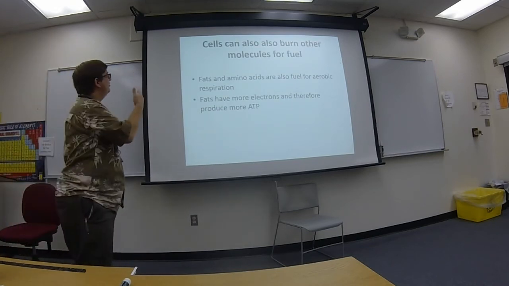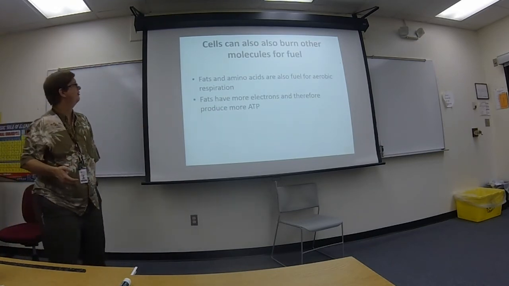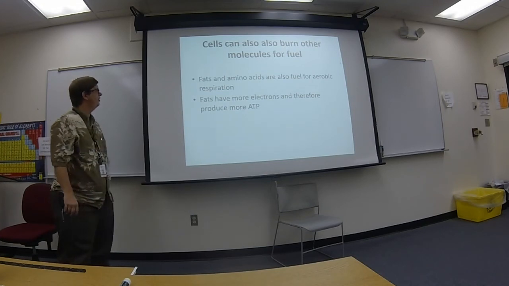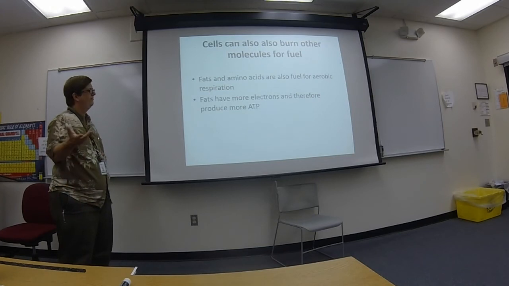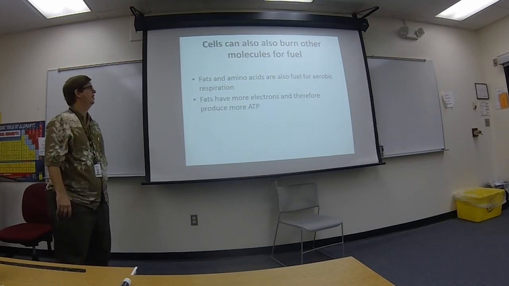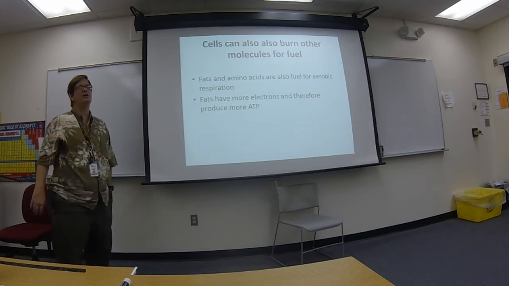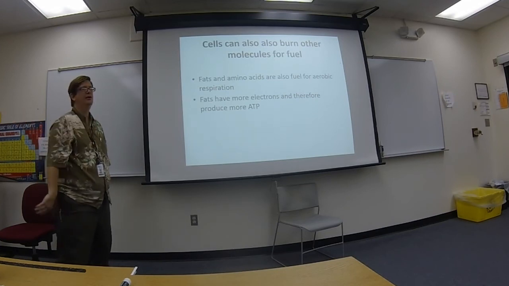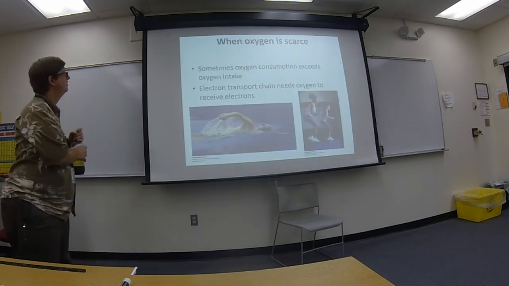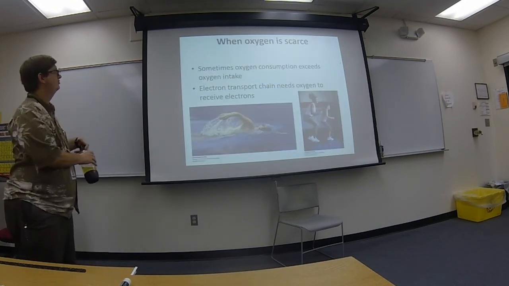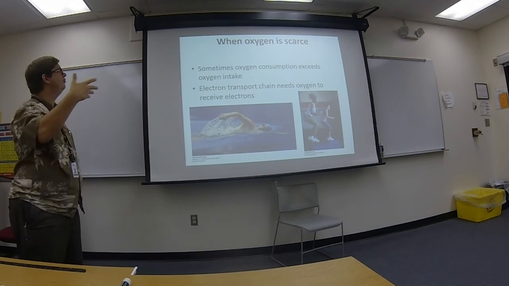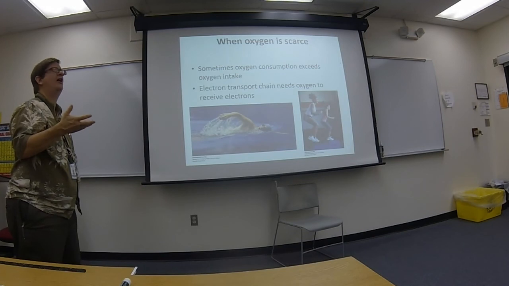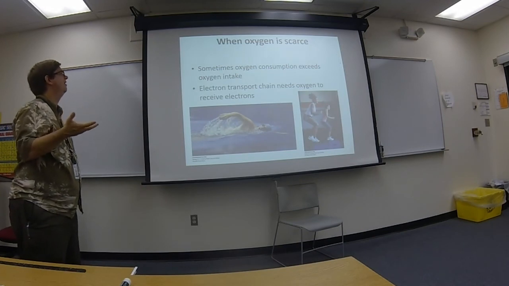Now, it's true that we can burn other things. You can burn fats for energy, you can burn amino acids for energy. Fats will have more energy in them than amino acids will because they have more electrons. Remember, the electron transport chain of oxidative phosphorylation is where we make most of our ATP. Sometimes you can need more oxygen than you have. That's what I should have said.